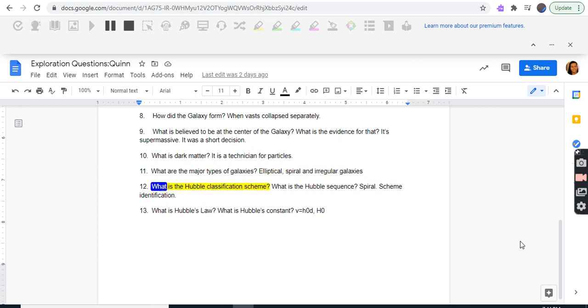12. What is the Hubble classification scheme? What is the Hubble sequence? Spiral scheme identification. 13. What is Hubble's law? What is Hubble's constant? V equals H0 d, where H0 is Hubble's constant.